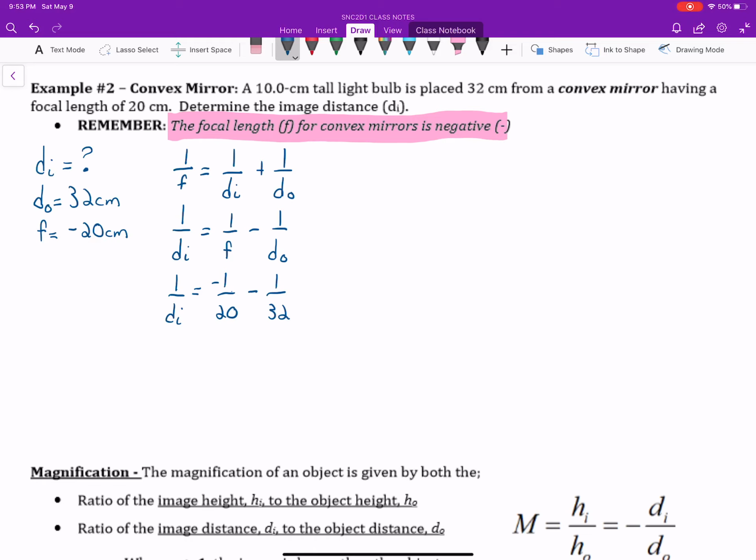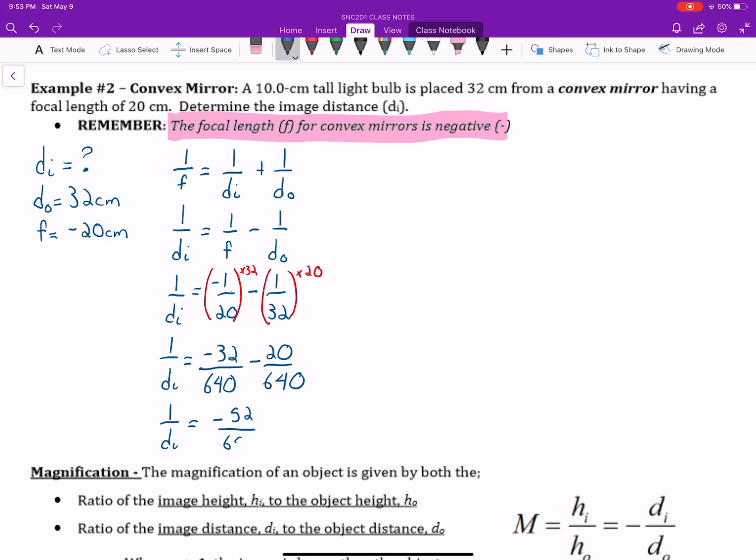Now, once again, in order to subtract fractions, we have to find a common denominator. What I'm going to simply do is multiply this fraction by 32 and multiply this fraction by 20, and this will give us a common denominator. So 1 over di is going to equal negative 32 over 640 minus 20 over 640. So this gives us 1 over di is equal to negative 52 divided by 640.